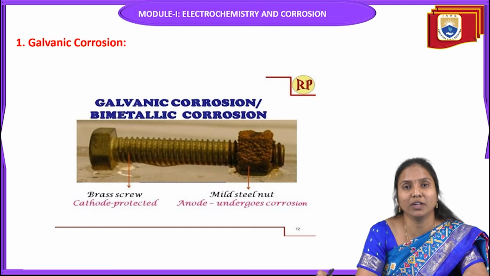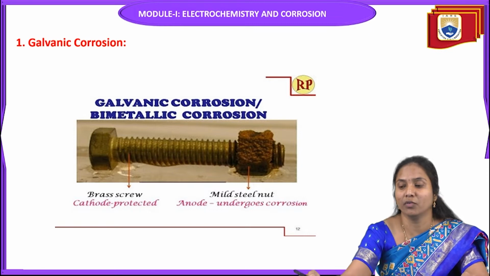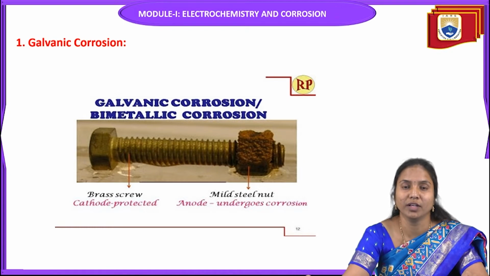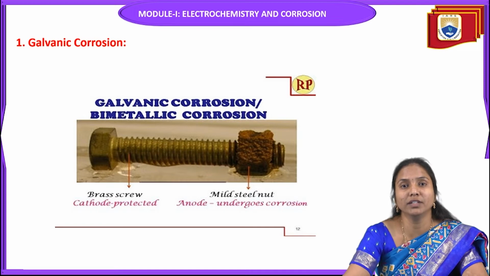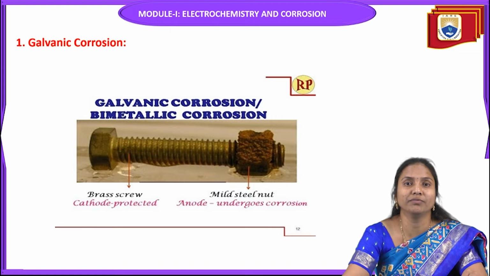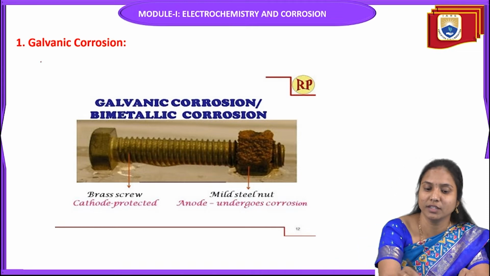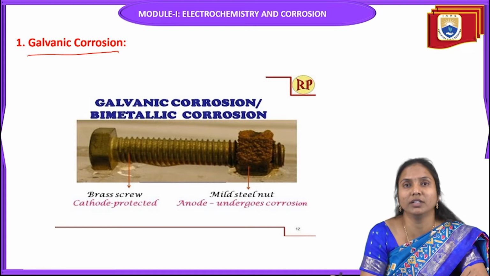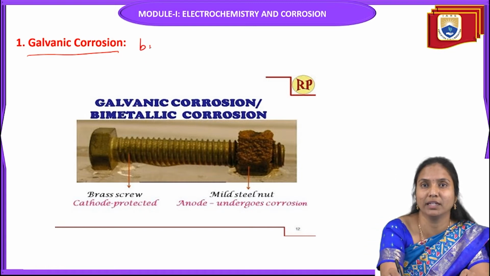There are 5 types of wet corrosion. First is galvanic corrosion, second is concentration corrosion, third is water line corrosion, fourth is pitting corrosion, and fifth is intergranular corrosion. Now let's discuss the first one, galvanic corrosion. Galvanic corrosion is also called bimetallic corrosion.